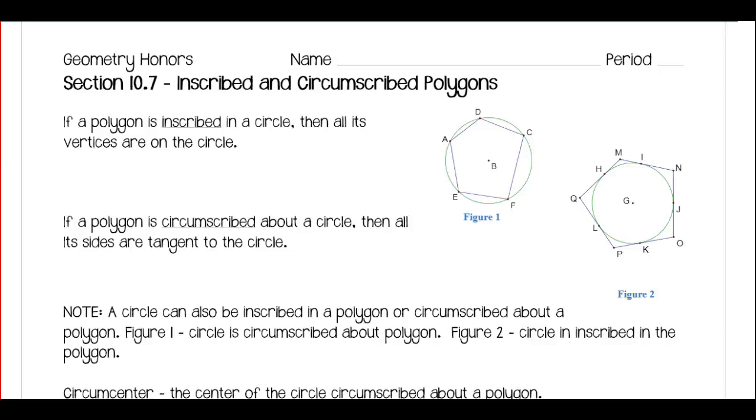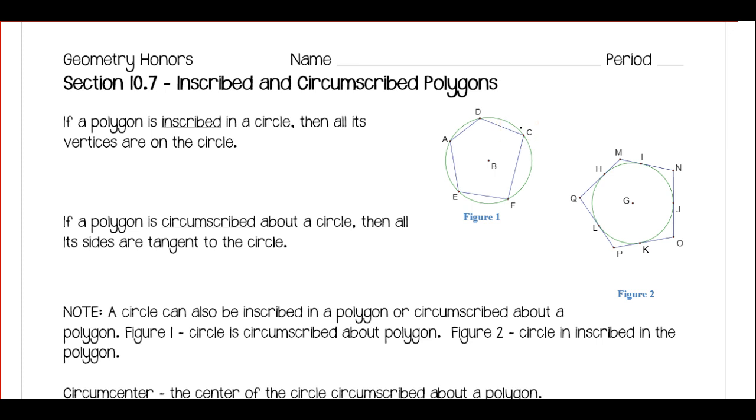When you're talking about inscribed and circumscribed, it really depends on your frame of reference. When you have a picture, you're going to have something that's inscribed and something that's circumscribed. Let's take a look at the two definitions. If a polygon is inscribed in a circle, then all its vertices are on the circle. Notice in figure 1, this pentagon has all its vertices, A, D, C, F, and E, on the circle, so the polygon is inscribed in the circle.